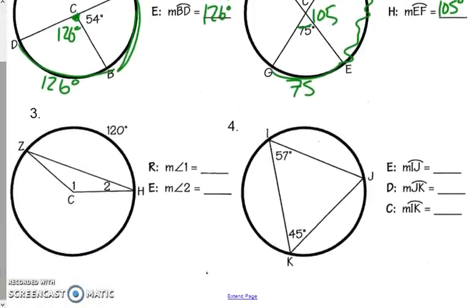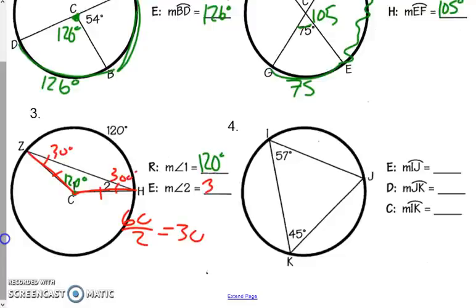Down at number 3, angle 1 is a central angle, so it's going to be the same as the intercepted arc, so it'll be 120 degrees. Note that since this triangle has 2 of its sides as radii, it will be isosceles. So those 2 angles will add up to 60. 60 divided by 2 is 30. Each one of those angles will be 30 degrees. So measure of angle 2 will be 30 degrees. Okay?